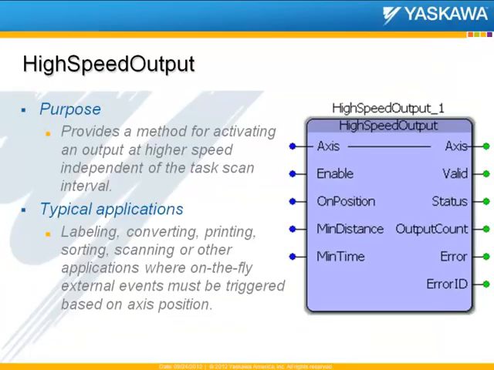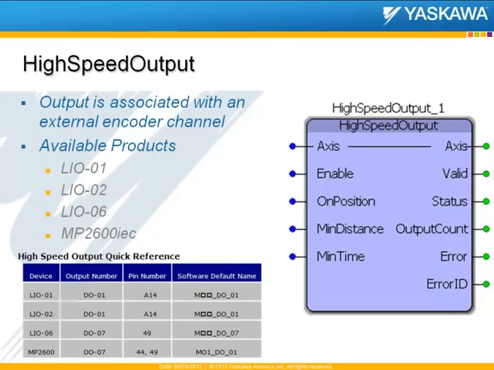And the last one that I'm going to talk about is the high-speed output. So we've used this in a couple of high-speed applications, and what it does is it provides a method for activating an output at high speed independent of the task scan interval. So some of the applications that might need this are some sort of converting or labeling, maybe a printing, or to trigger a vision camera to take an inspection.